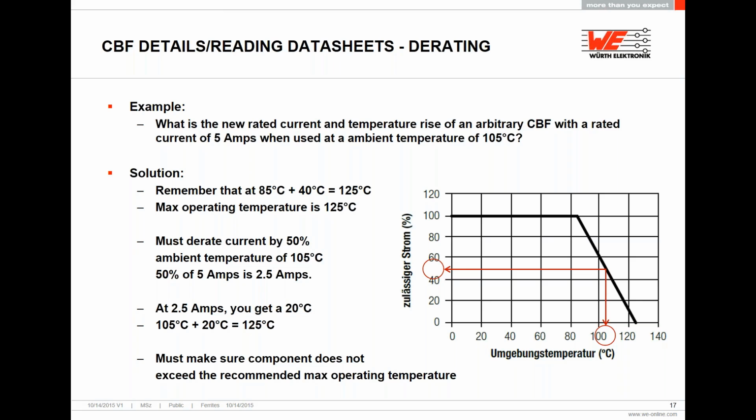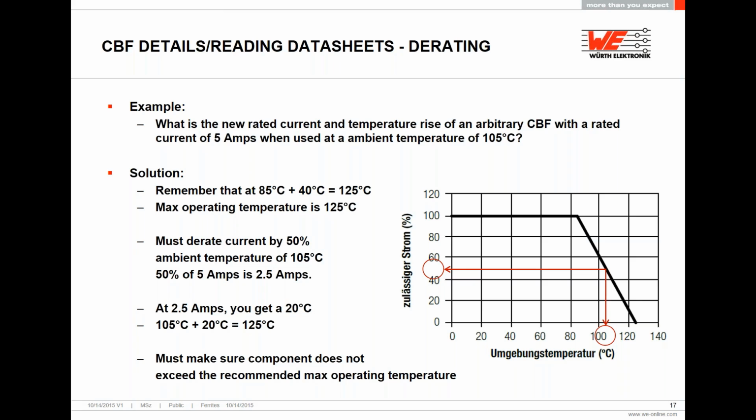In this case, we have an ambient temperature of 105 degrees Celsius. So when we add in the 40 degrees temperature rise, we will be exceeding the 125 degrees maximum operating temperature, and therefore we must derate the current of the part.